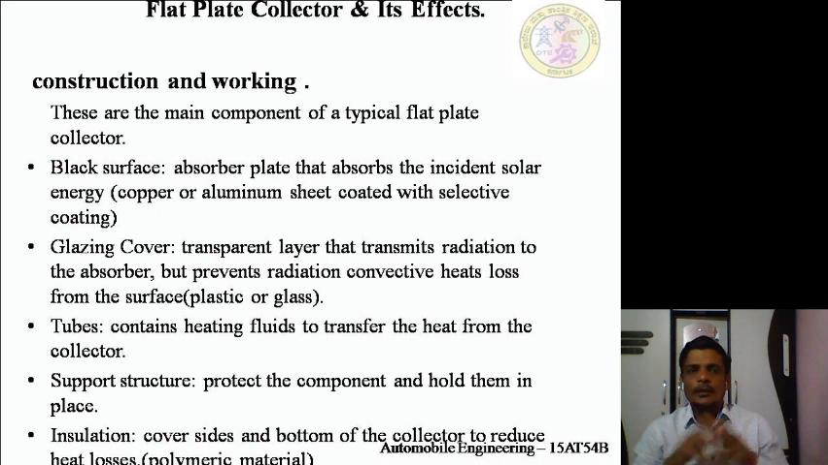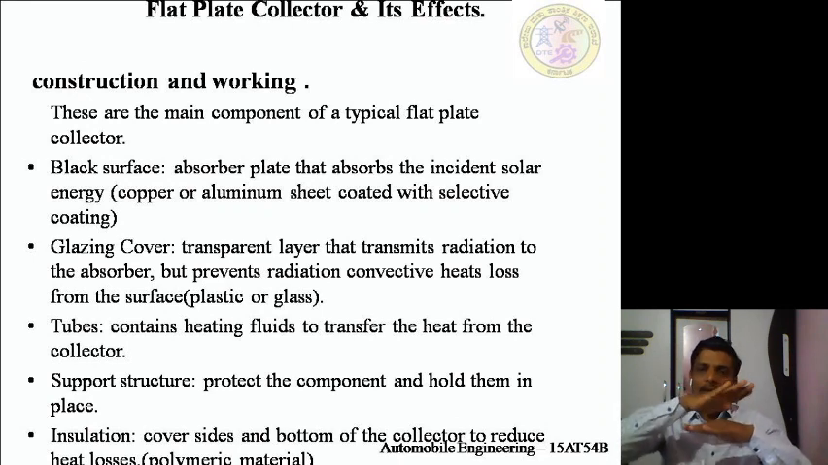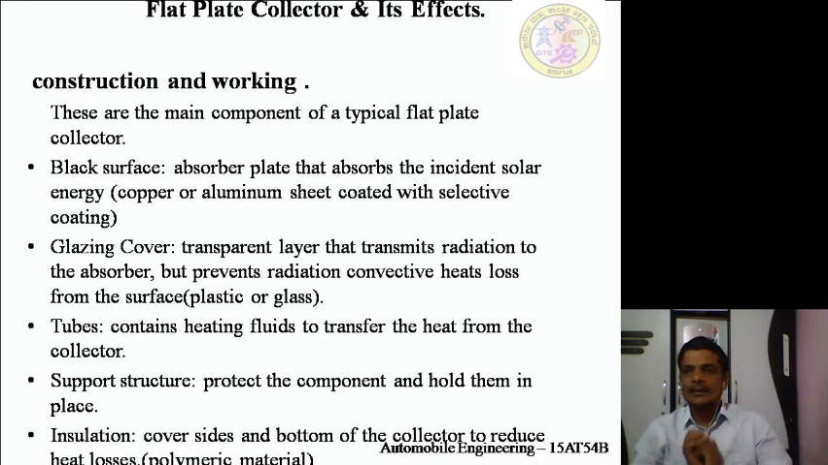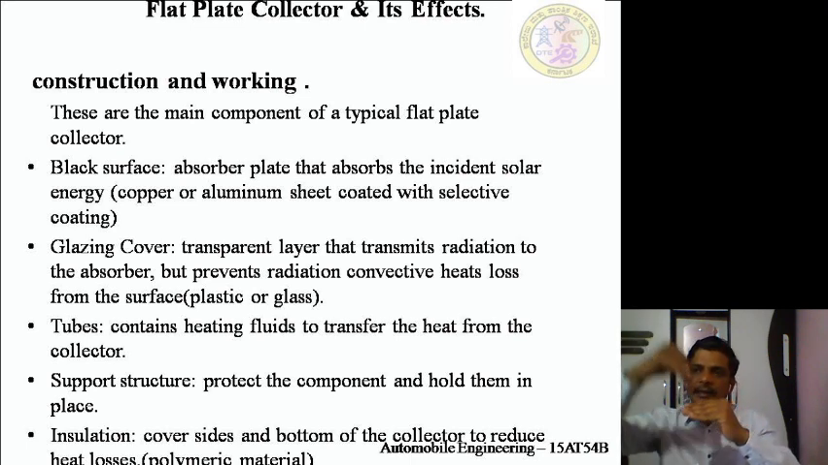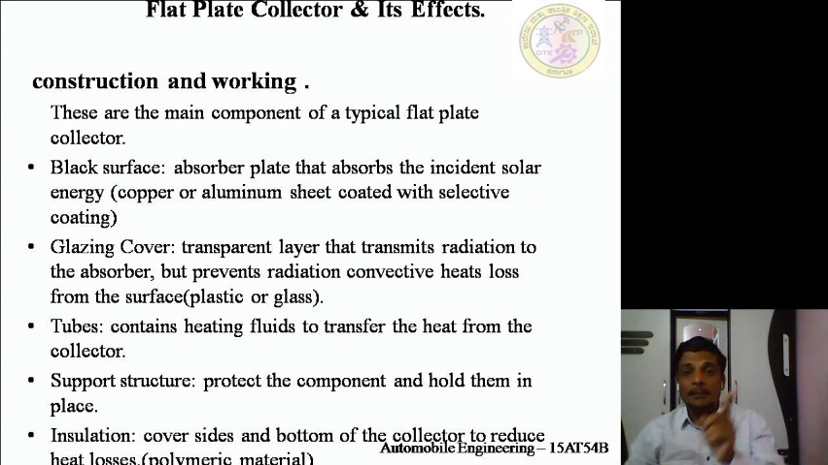Now we are going to the next, the glazing cover. That is the upper part of the black surface. There is one cover that is called a glazing cover. Glazing cover is a transparent layer that transmits radiation to the absorber, but it prevents the convective heat losses from the surface.